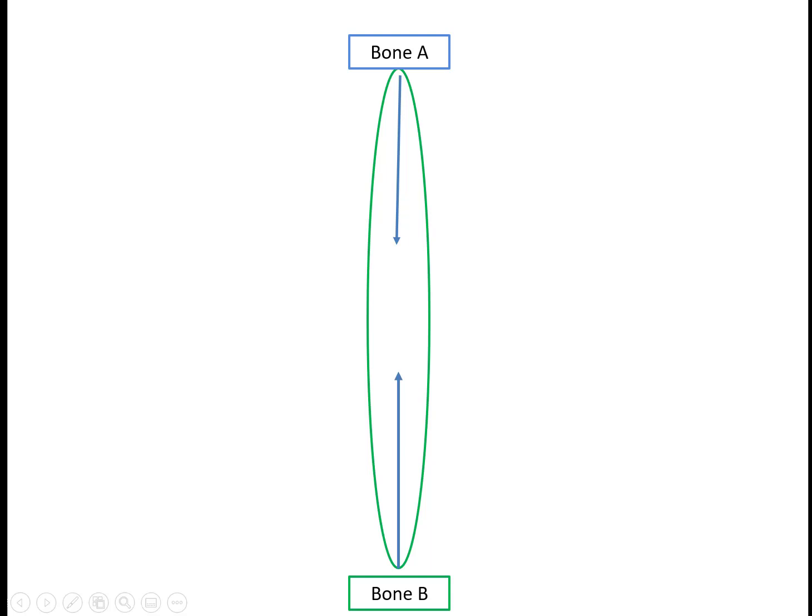So what can this muscle do? Let's take a step back now and talk about what this muscle does. Well, the options are it can either move bone A towards bone B, or it can move bone B towards bone A, or both at the same time. Now, if we were to think along these lines, let's say you have some other forces holding down bone A.